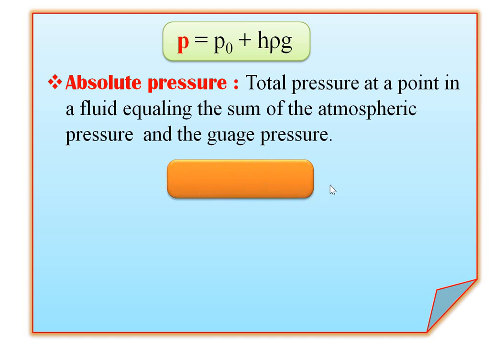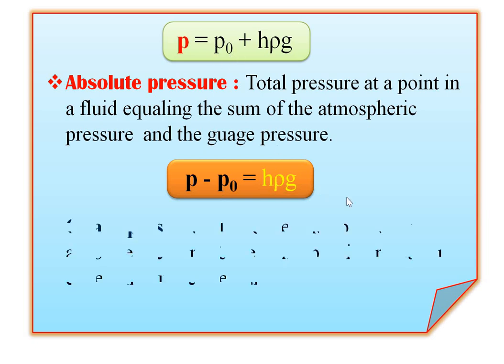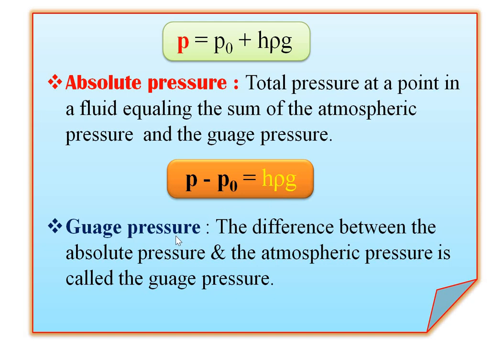And from this we simplify the equation, we get P minus P0 equals h rho g. That means h rho g is the gauge pressure, that is, the difference between absolute pressure and the atmospheric pressure. So it is called the gauge pressure. Remember these two definitions, absolute pressure and gauge pressure, in terms of the equation.